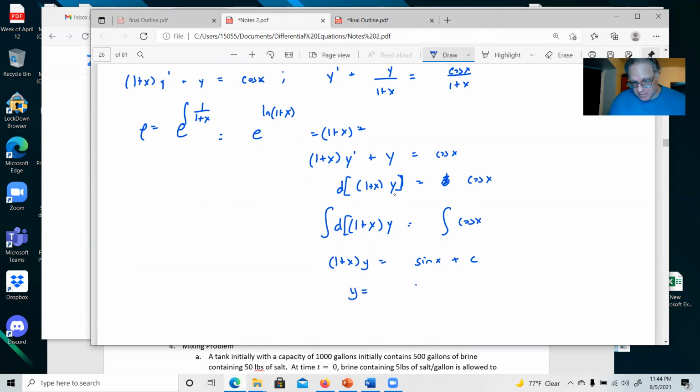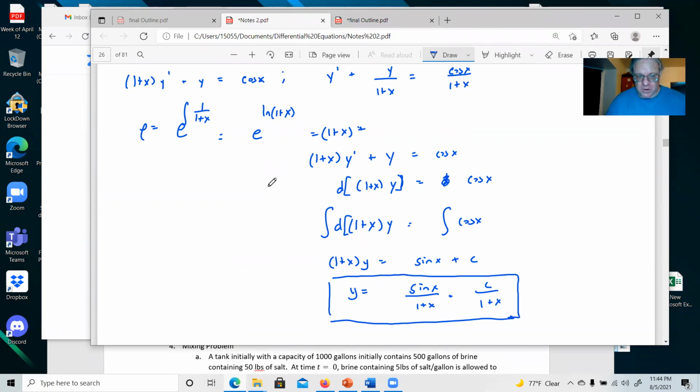So y is simply equal to sine x over 1 plus x plus c over 1 plus x. No integration by parts. Life is good. All right. No initial conditions to solve, so that's it. We're done. All right. Okay.